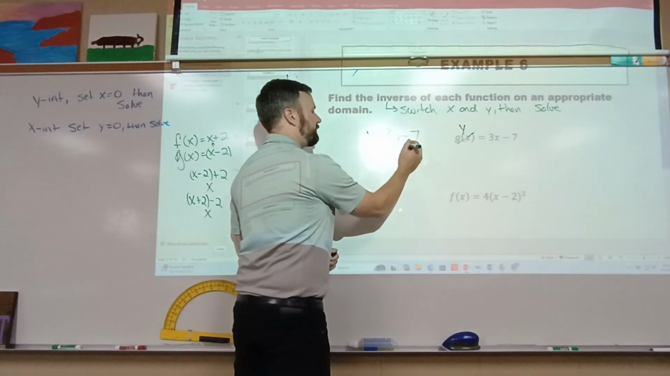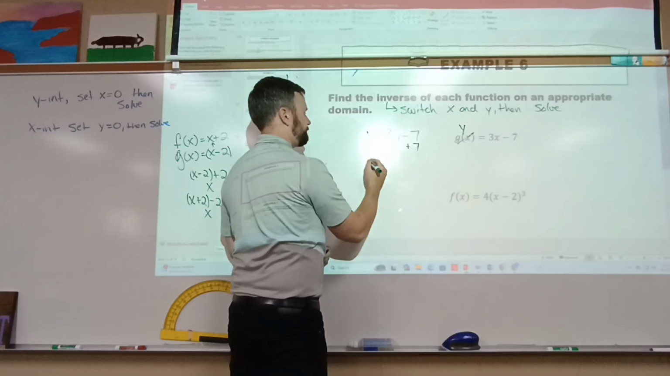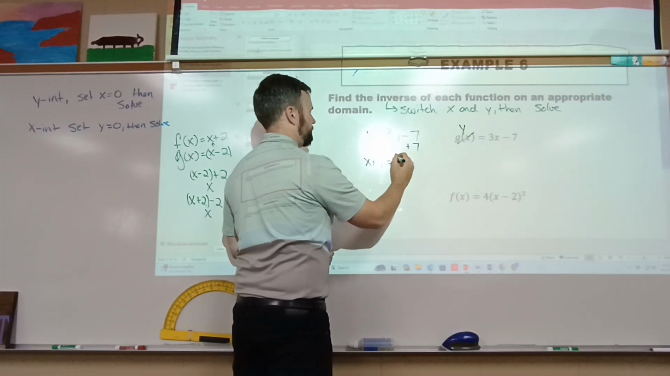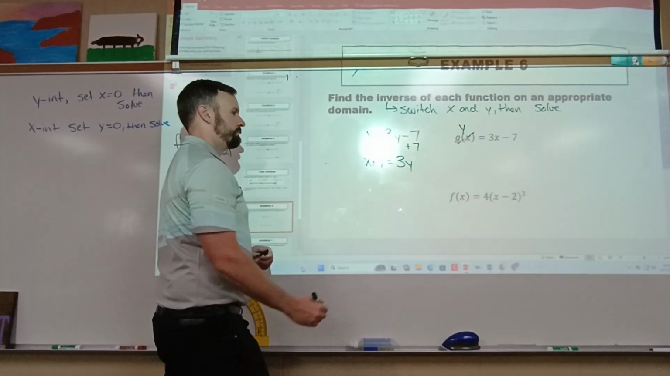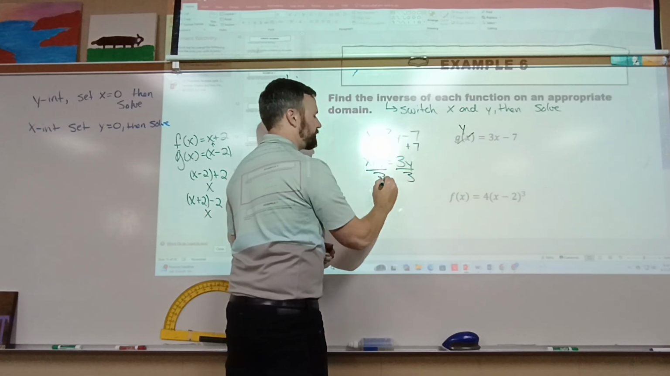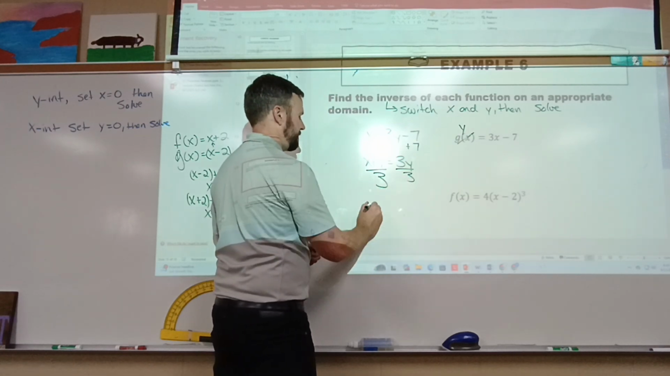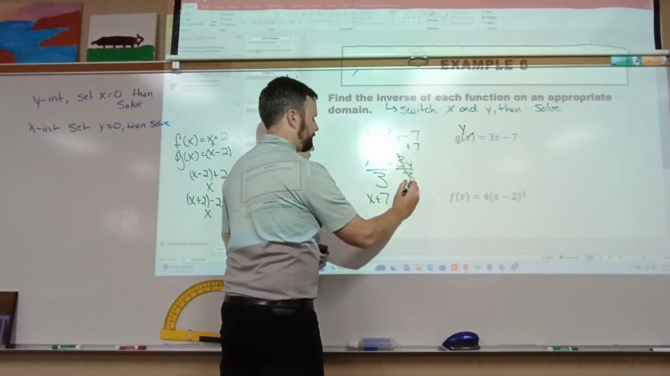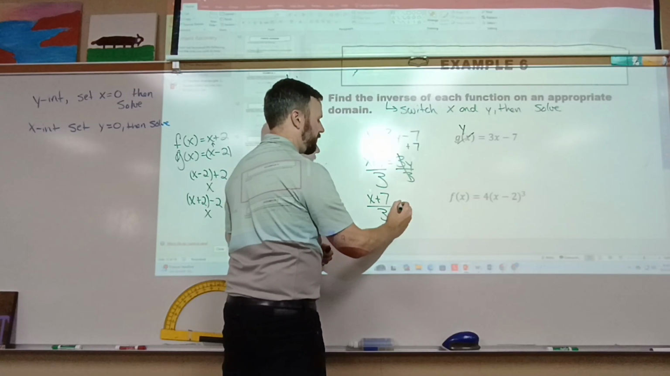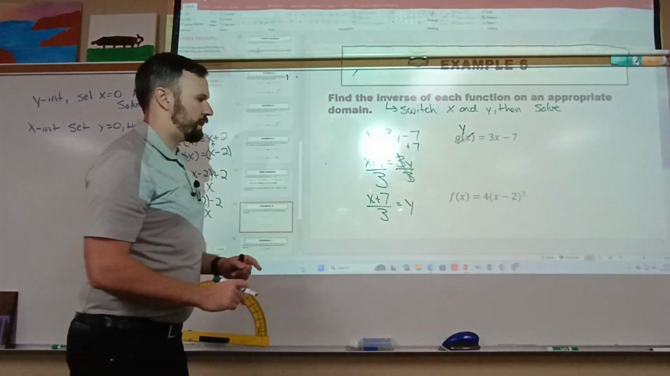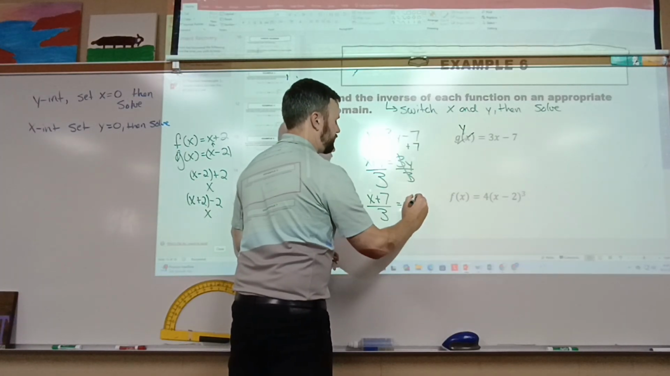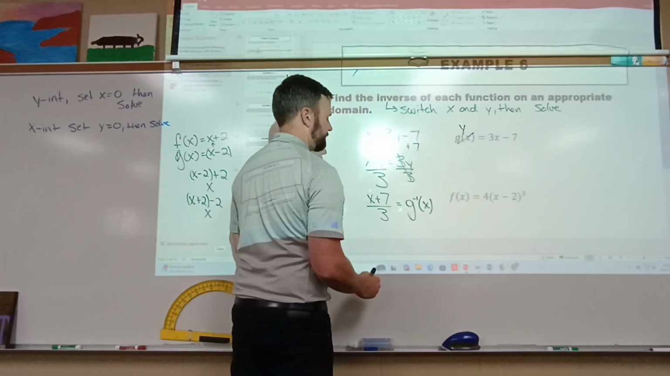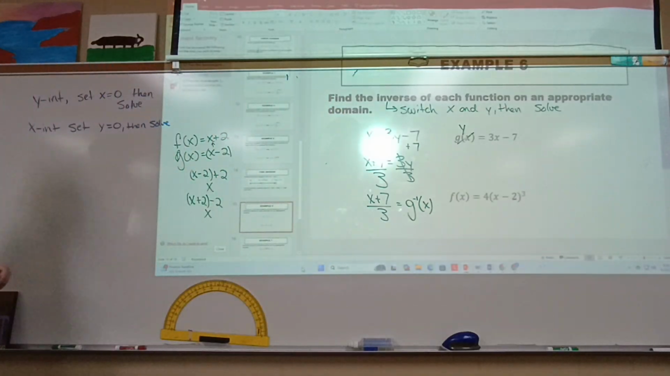I need to get y by itself. Add 7. x plus 7 is 3y. Divide by 3. Just leave it as a big old fraction. That's great. So x plus 7 over 3 is my y. Now let's be really cool here. I could call that my g inverse of x. That's how you do it. Switch your x and your y and you solve.